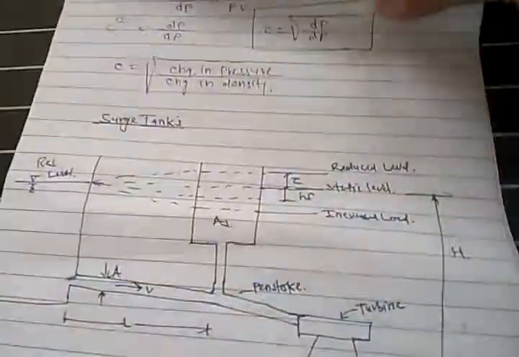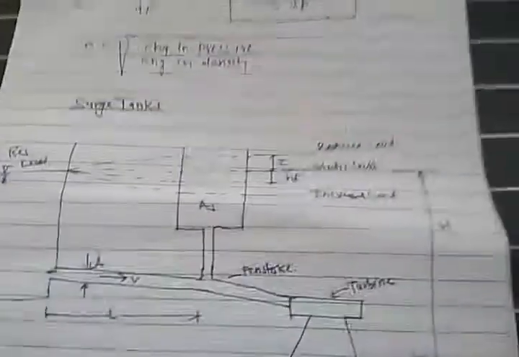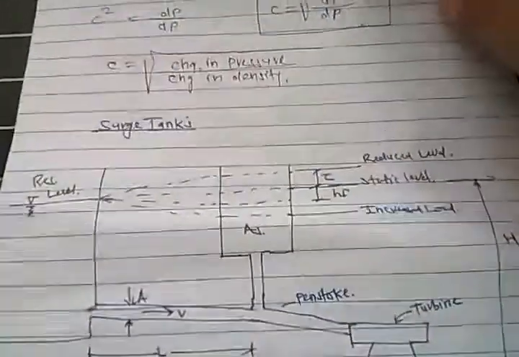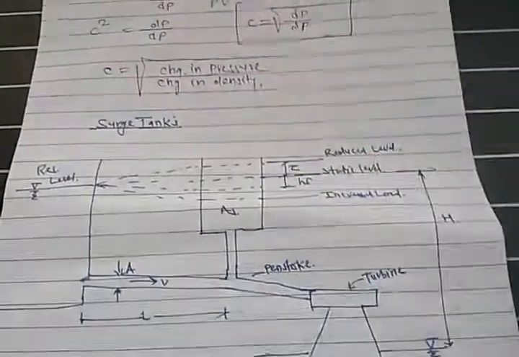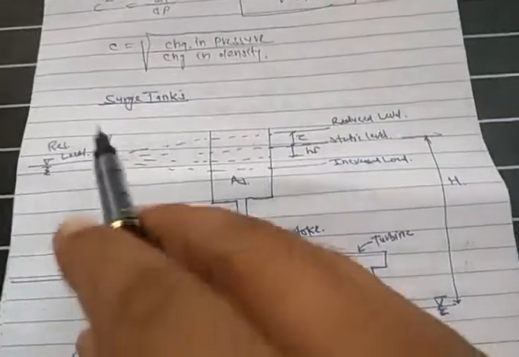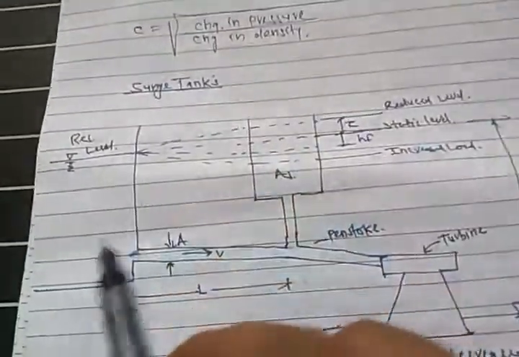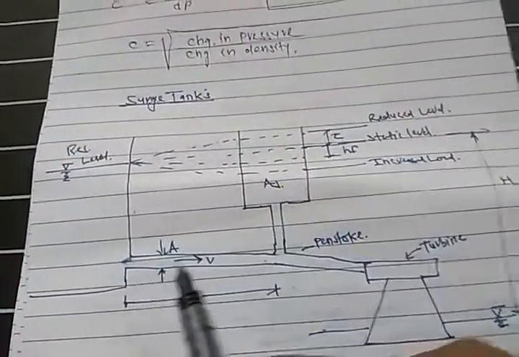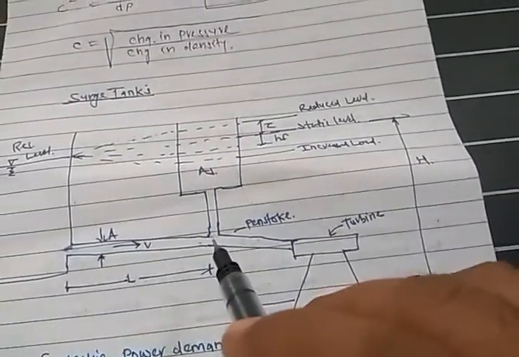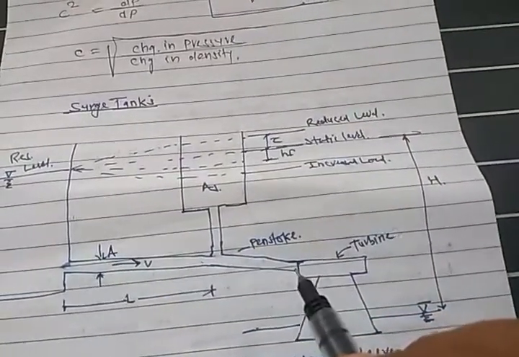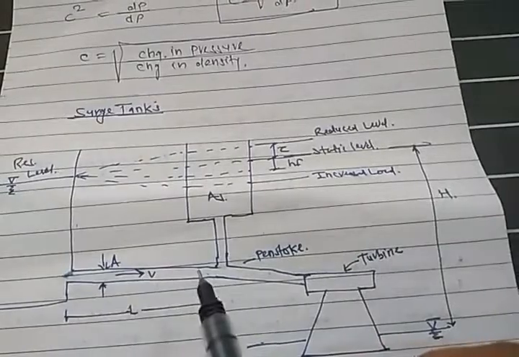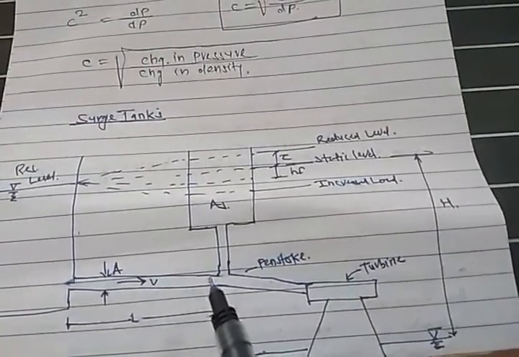Hello students, today we will see some of the last bits of the syllabus, and important among them is surge tank. See the diagram, a typical diagram for a surge tank. So this is the reservoir. From here a low pressure pipeline goes to the turbine, and a surge tank is installed in between. This section is called the penstock, and this section is called the low pressure pipeline.